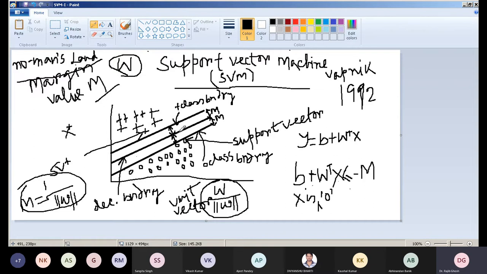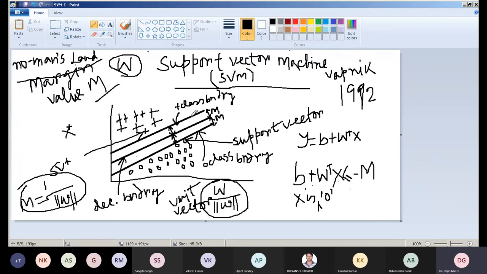So here, if B plus W transpose X is greater than 0, you cannot say that it will belong to the plus class, because greater than 0 means above this decision boundary, but above the decision boundary some no man's land is also there. So within the no man's land, we have not placed any sample, remember, okay? So here, B plus W transpose X greater than 0 or lesser than 0 will not work. Here, B plus W transpose X equal to 0 is on the decision boundary.